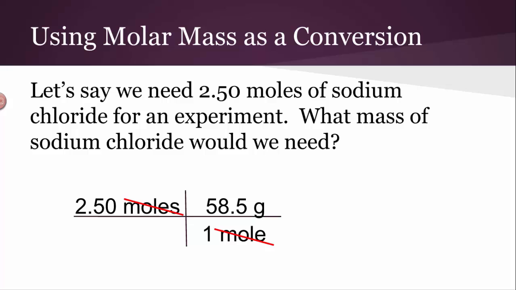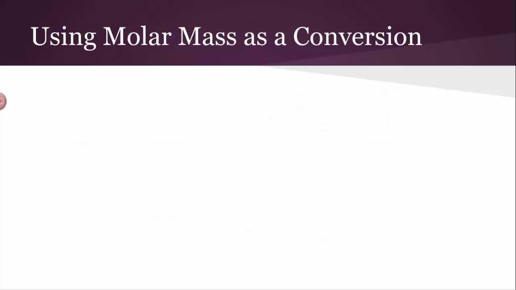The problem is asking me how many grams, what mass. So once we've canceled out moles, we're left with grams in the numerator. We're just going to multiply 2.50 times 58.5. We get 146.25 grams of sodium chloride. Again, try to keep the number to a reasonable number of digits, right? You don't want to have 18 decimal places in your answer. Round it to 1 or 2, depending on how you feel you need to express the number.